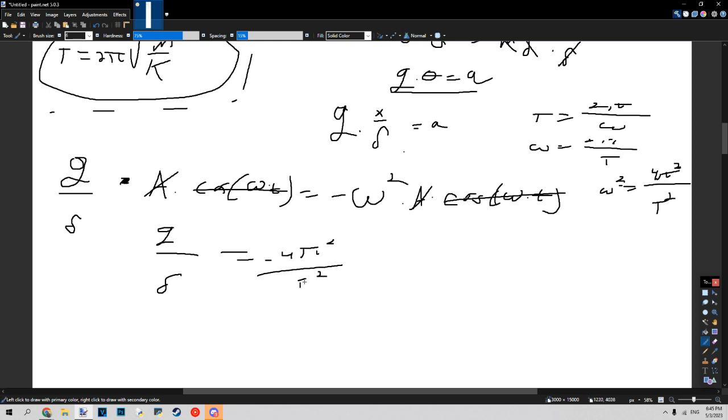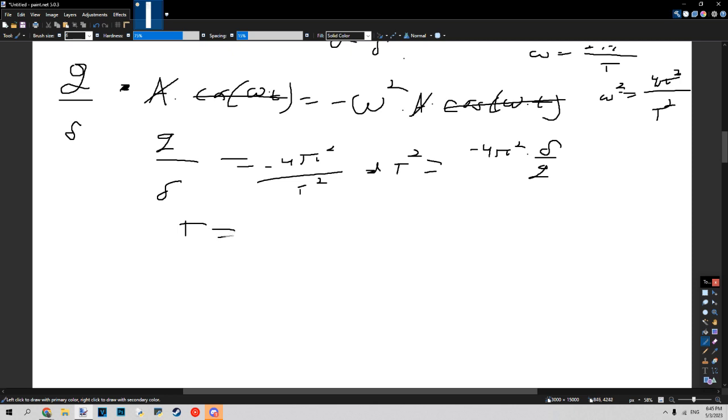Right, then we just switch around our variables. We multiply both sides by t squared, multiply both sides by lamed, divide both sides by g, and we end up with t squared is equal to negative 4 pi squared times lamed over g. And then we could even go ahead and just square root both sides, right? And then we end up with t is equal to negative 2 pi.